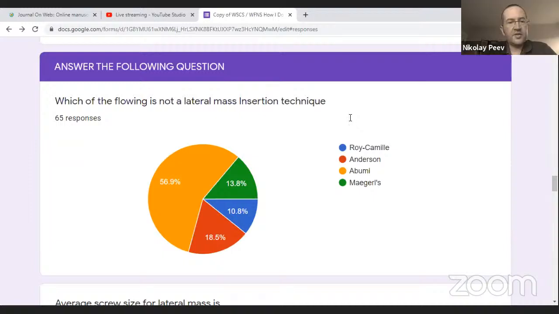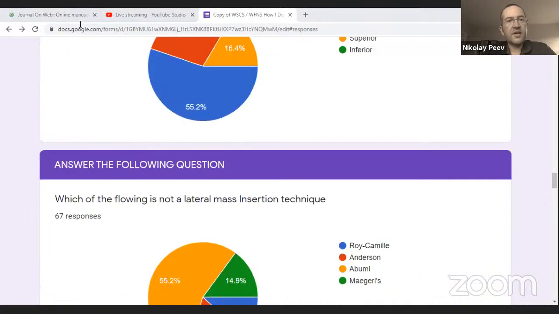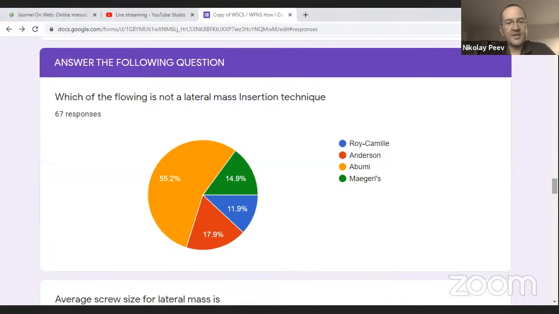Which of the following is not a lateral mass insertion technique? So the answer is Abumi. Abumi is famous for pedicle screws.